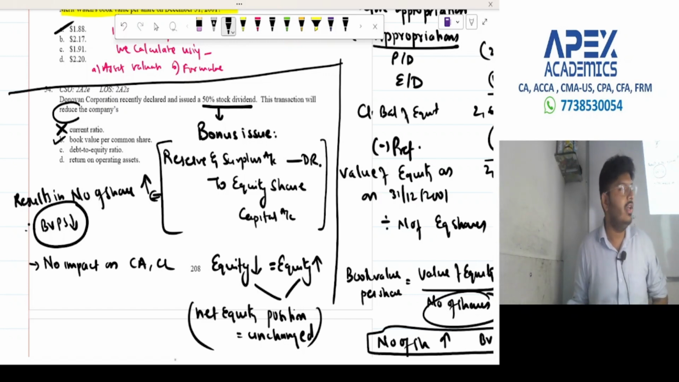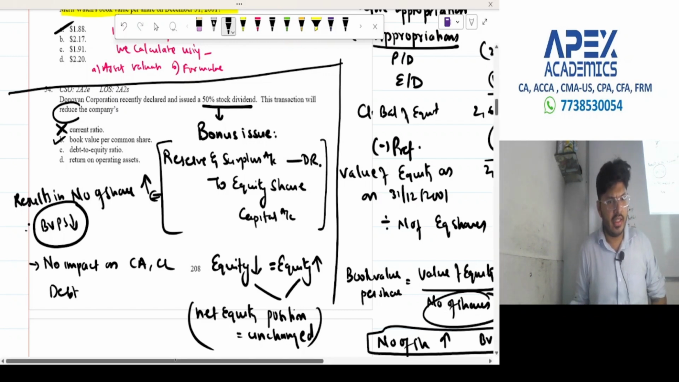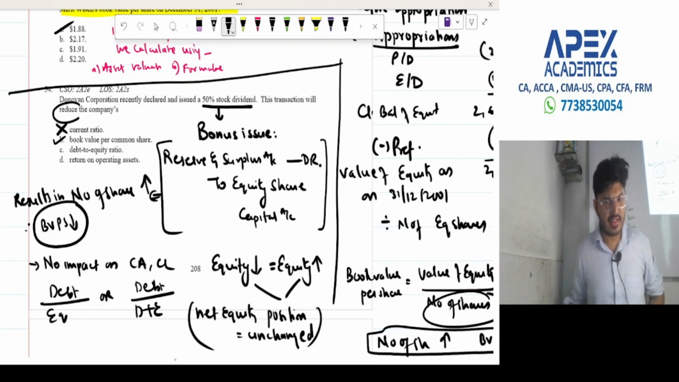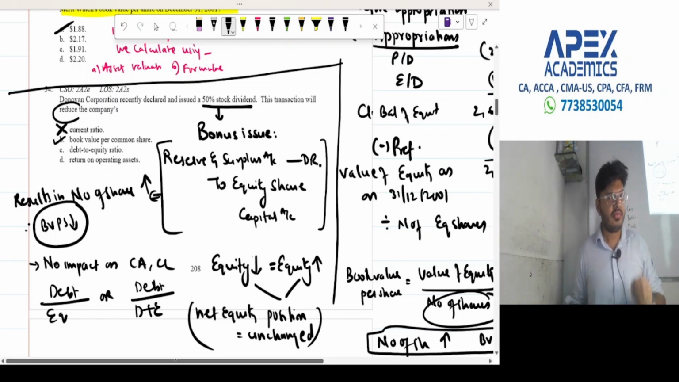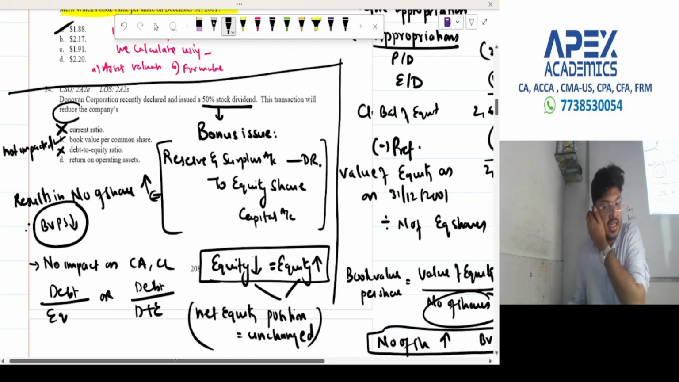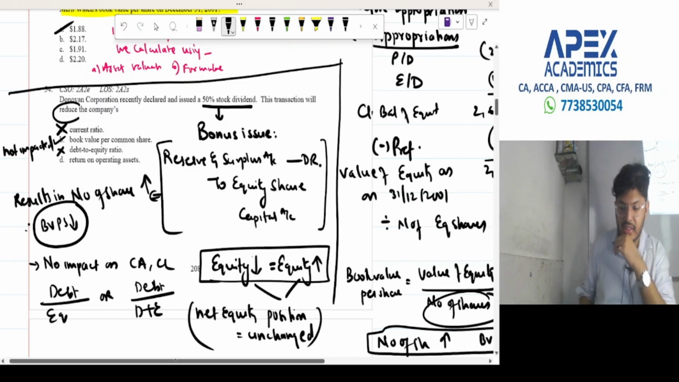My dear friends, debt to equity ratio. Debt to equity ratio takes into consideration either debt upon equity or debt upon debt plus equity. In this ratio, neither equity nor debt are impacted. See, you will say that equity is impacted. Yes, equity is reducing, equity is going up. But net position is unchanged because what is reducing, that much only is increasing. Therefore, debt equity ratio is also not impacted. Here it is clearly not impacted. Do I make myself very, very clear over here?